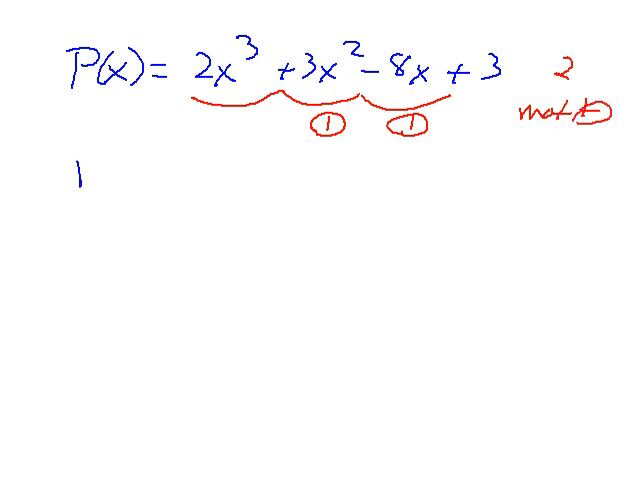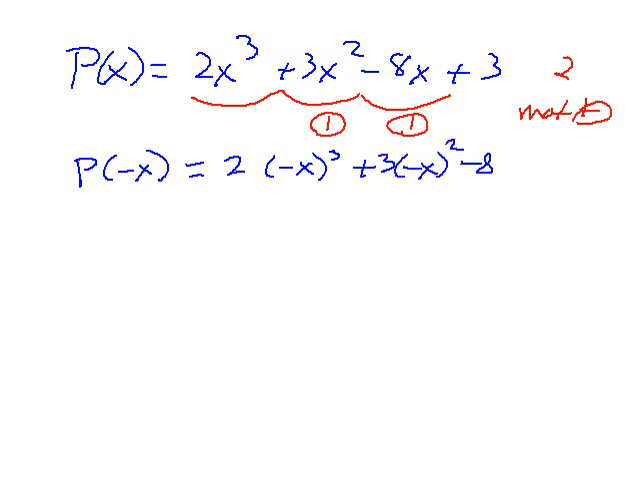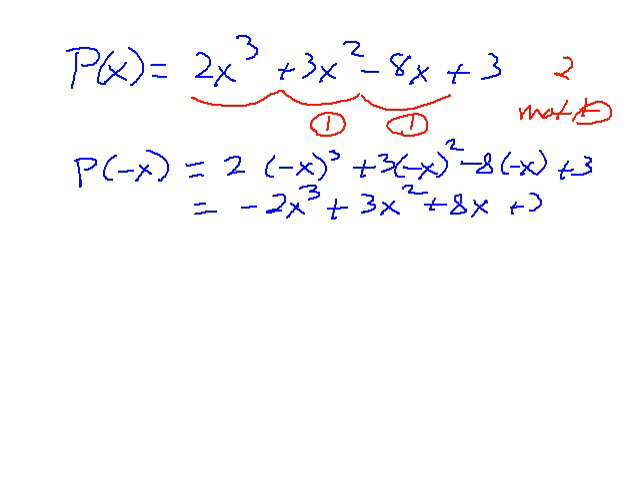Then I go back and put the negative x in here. I have 2 times minus x cubed plus 3 times minus x squared minus 8 times a negative x. Remember to use parentheses. Working out the algebra, this would be minus 2x cubed plus 3x squared plus 8x plus 3. Sign changes, there's only one of them. So there's one maximum number of negative roots.